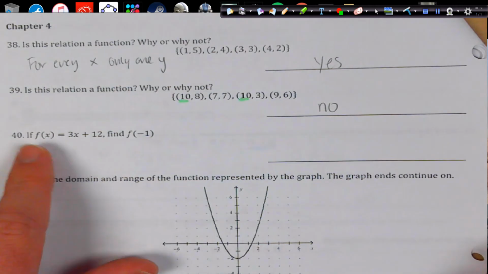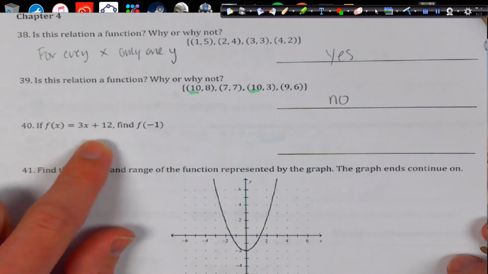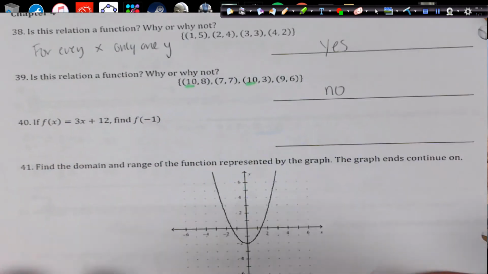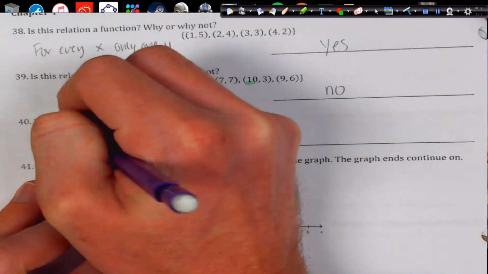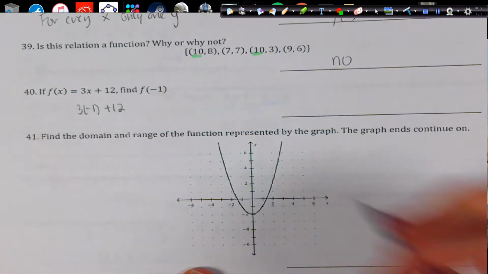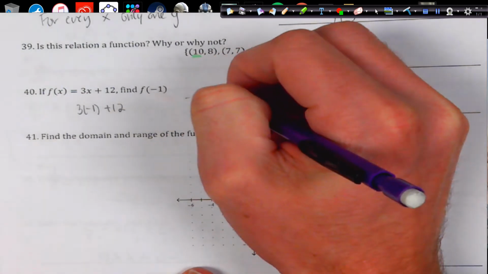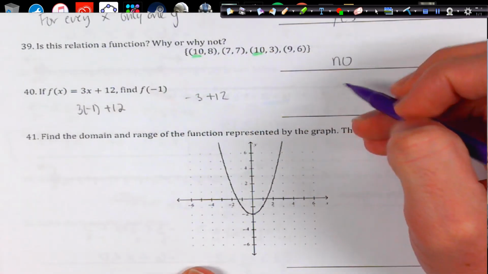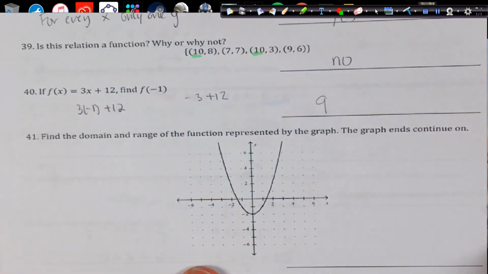Okay? F of x equals 3x plus 12. F of negative 1 means we're going to plug in negative 1 for x. Again, whenever we plug in, we use the parentheses. That's going to become negative 3 plus 12. And so we add that, and we get 9 as our answer.